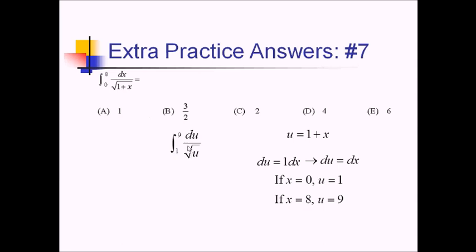So then this is really u to the negative 1/2 power. And using my reverse power rule, this bumps up to a power of 1/2. Multiplying by the reciprocal of that, I've got 2 u to the 1/2, or 2 radical u. Evaluating that from 1 to 9, I've got 2 times the square root of 9 minus the square root of 1. This is 2 times 3 minus 1, 2 times 2, which comes out to 4. Choice D.